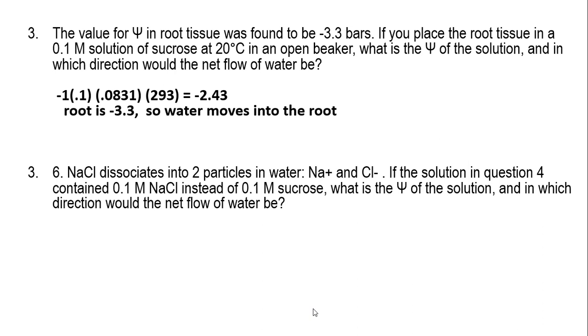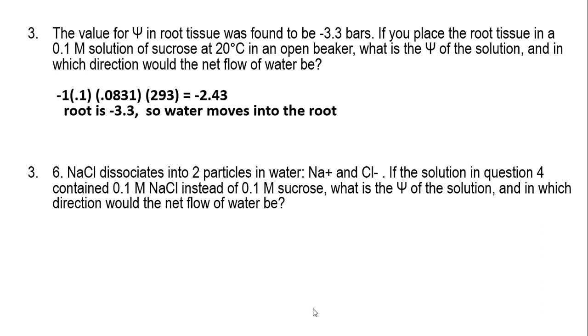Now, what the potential tells you is concentration and the tendency with which it's going to gain the water. So you know just by looking at something, if it's got a more negative number, that root is more concentrated than the beaker. Okay, so even at -3.3 versus -2.43, that -3.3 is more concentrated. So water is going to move down the gradient towards the more concentrated solution.